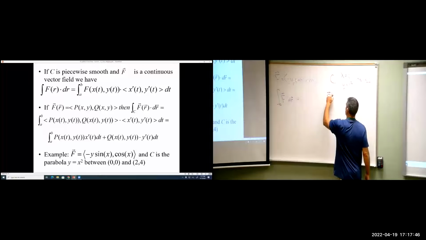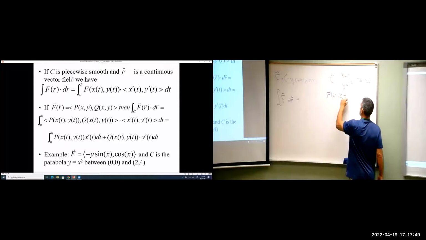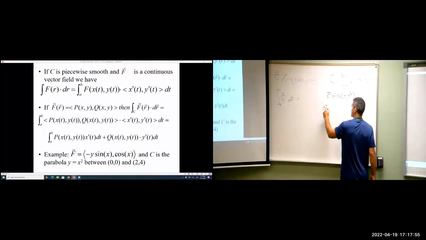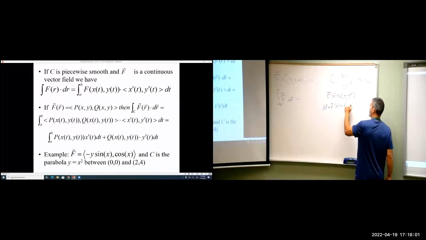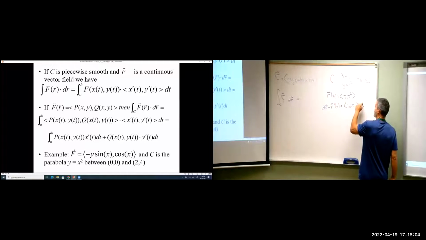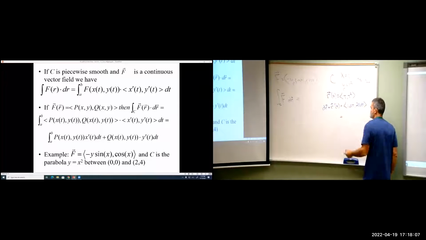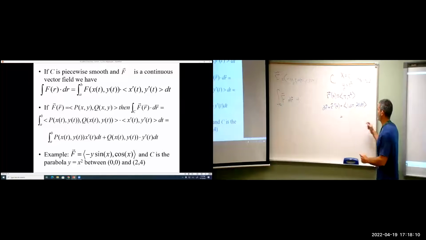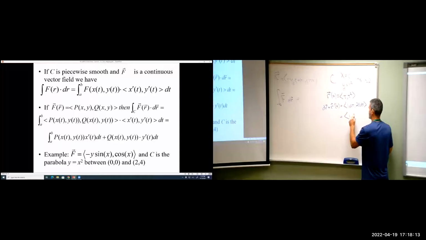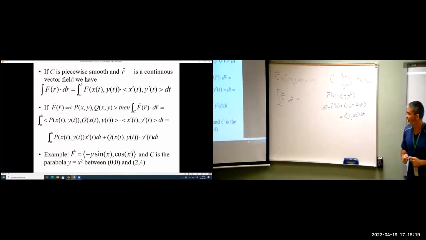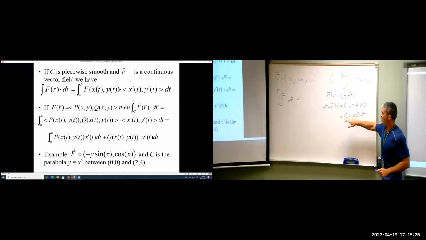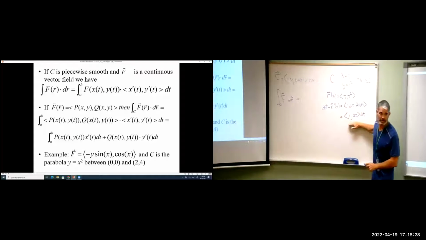So r(t) equals t comma t squared. Then dr is r'(t), 1 dt, 2t dt. Or the way I like to write it is <1, 2t> dt, because I can treat that dt like a scalar. So that's going to be the dr. It's just this piece here.